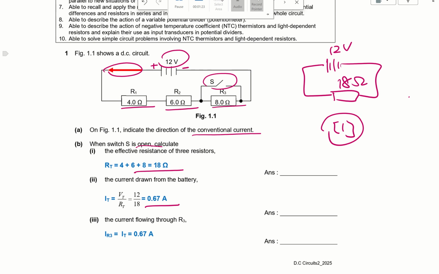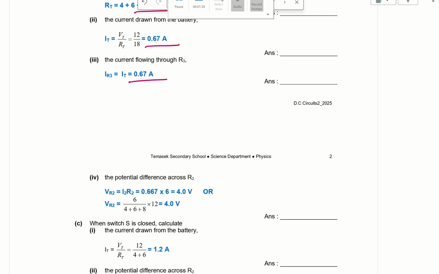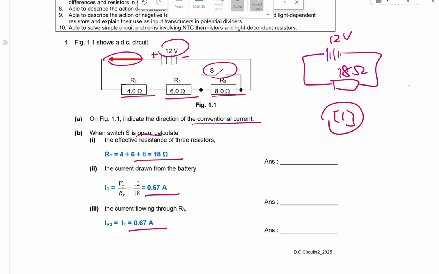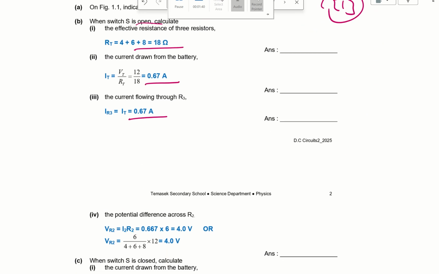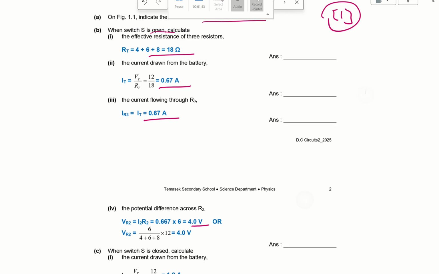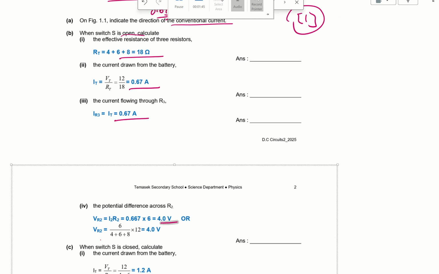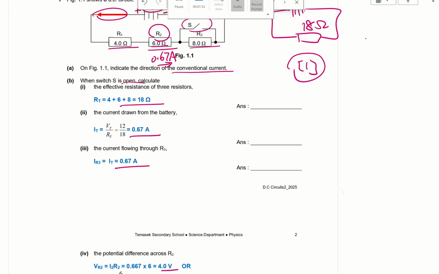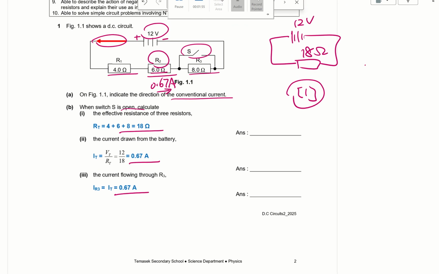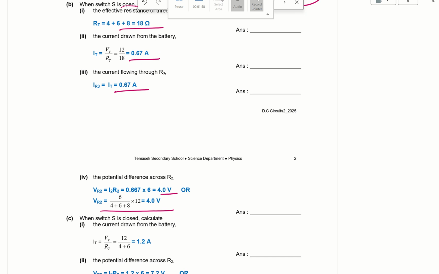Now the current flowing through R3 will also be the same as the total current that comes out, because in series the total current is the same. Now the potential difference across R2, so take note they're asking for R2, so the current flowing through is 0.67 ampere. We have the resistance of 6 ohms, so the V will just be 4 volts. Or I can actually use the potential divider formula. Okay, so we take the resistance 6 ohm over the total resistance multiplied by the voltage that's available. So you'll get the same value of 4 volts.